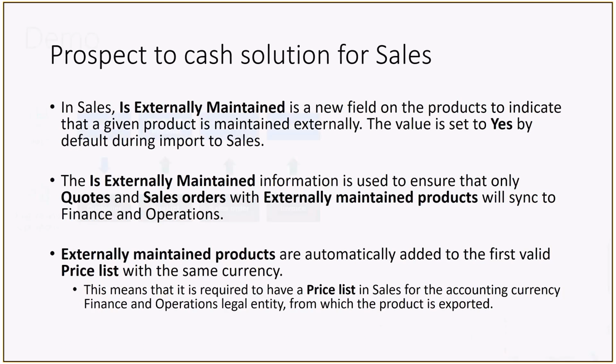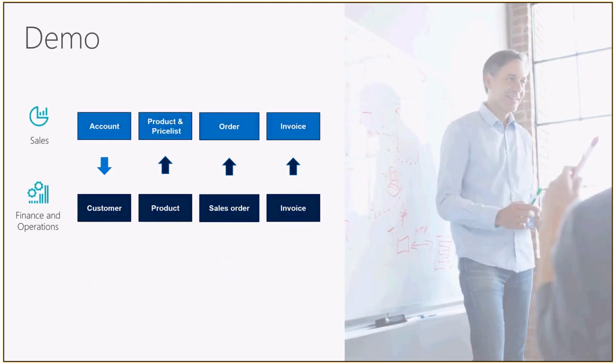So with that, let's move on to the full demo of Prospect to Cash, where we'll demo the account synchronization from sales to finance and operation. Then we will synchronize a product from finance and operations to sales. Once that is done, we will take this account and the product, generate an order and synchronize that. Then we will make the fulfillment and invoice the order and see that the invoice is also synchronized.